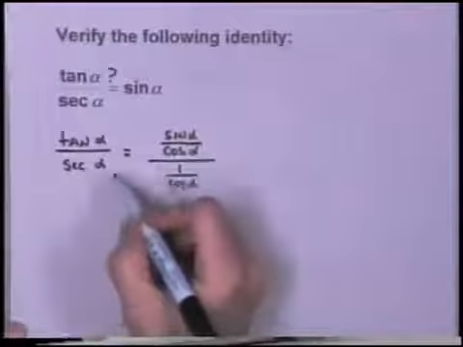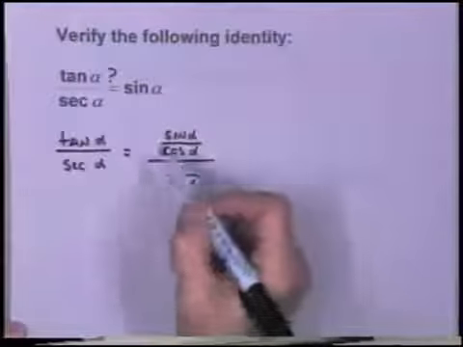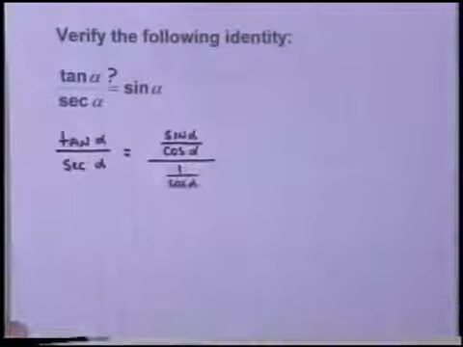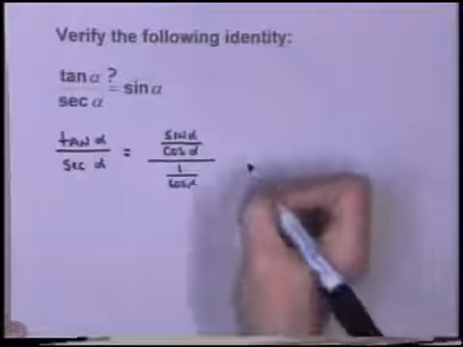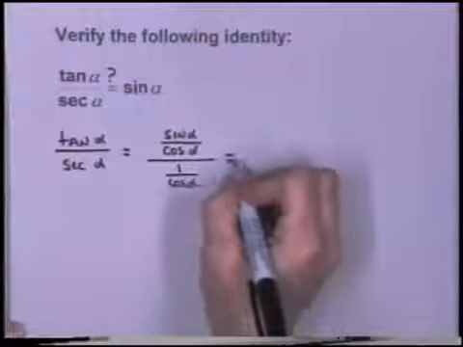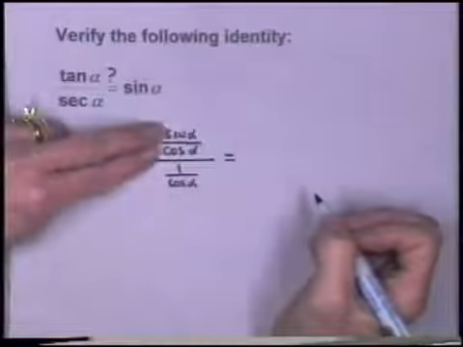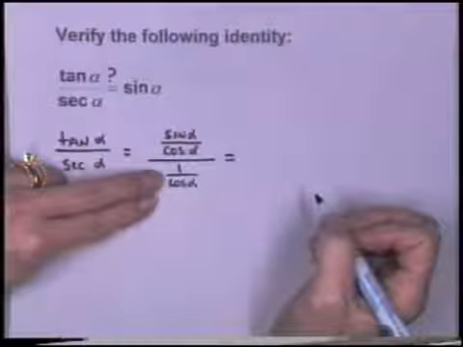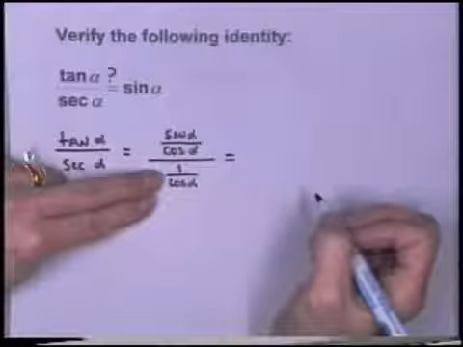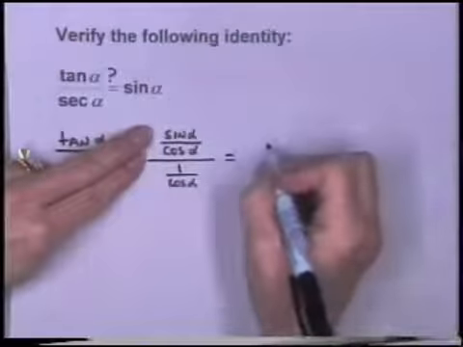So by changing into sines and cosines here, I have an opportunity for things to drop out perhaps and get to that sine alpha thing. Now, of course, what we've created is a complex fraction. But this just means this fraction is being divided by this fraction, isn't it?